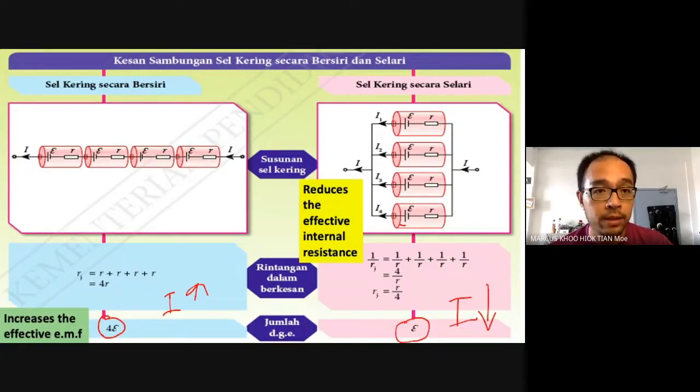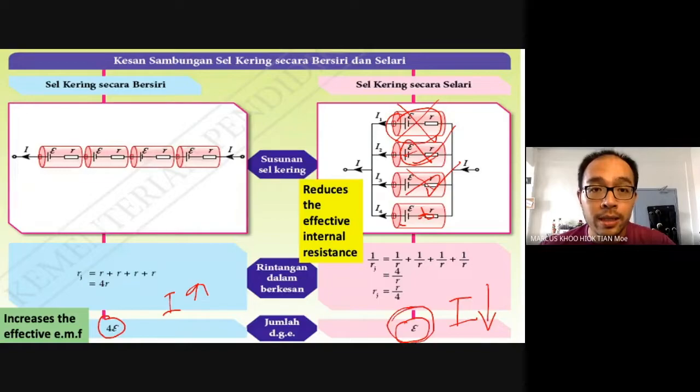Ini adalah 4 bateri. 4 bateri memang membekalkan lebih banyak tenaga jika dibandingkan dengan satu bateri. This one, walaupun dia disusun secara selari, even though it is arranged in parallel, the EMF that you provide is only the same as just one battery. It's just that, let's say this battery has run out of charge, this battery can still work. Then this one finishes, this battery can still work. But they still only provide one battery's worth of EMF.